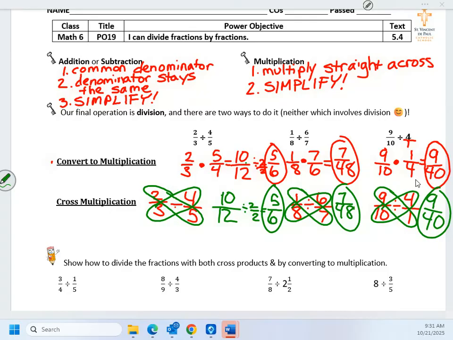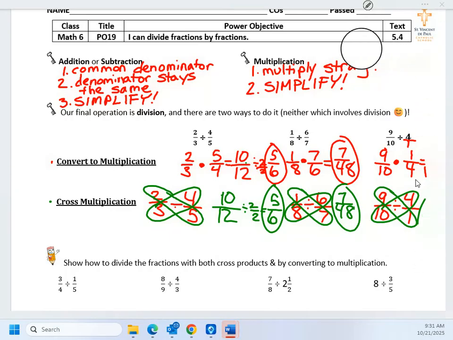You can decide which way you want to divide. Are you going to convert to multiplication, or are you going to do the cross multiplication? If the cross multiplication confuses you, where do I put which number, what's the numerator, what's the denominator? Just stick to converting to multiplication, where you flip the divide, and then you flip the second fraction. Do we have any questions on this page on dividing? So let's look at our directions.